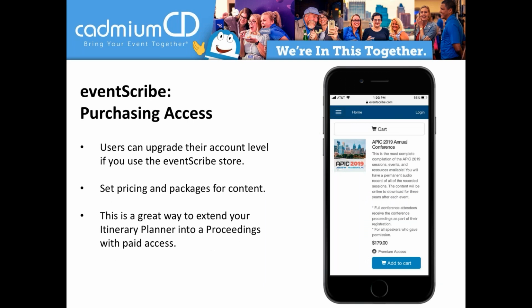Now, purchase options is something that you may be really wanting to consider moving forward. So in the EventScribe website, we can offer ways for users to purchase access. A pretty standard way to do this is you might have free access for what we would call basic or standard users. But if they want to get access to content like slides and audio, they would have to upgrade their account to become a premium account.